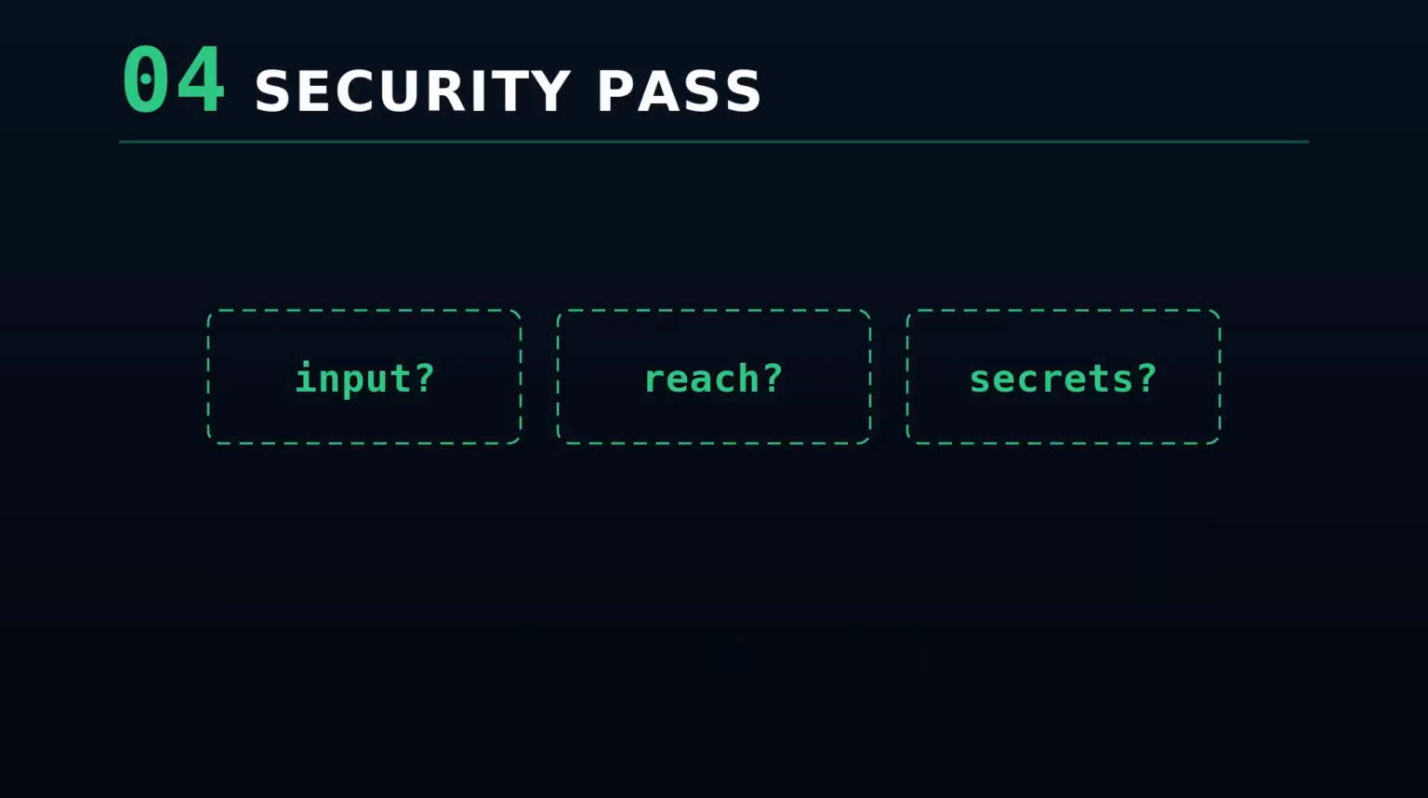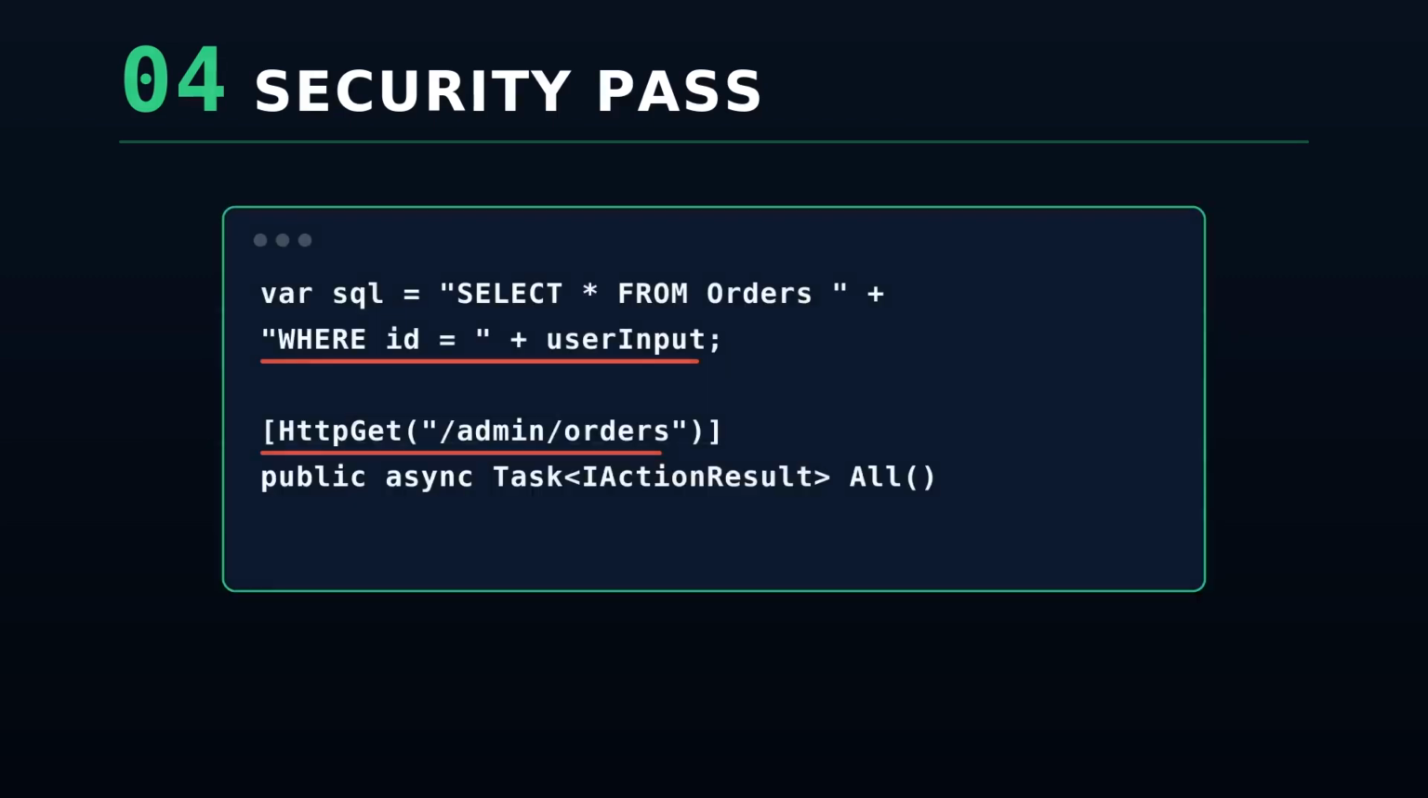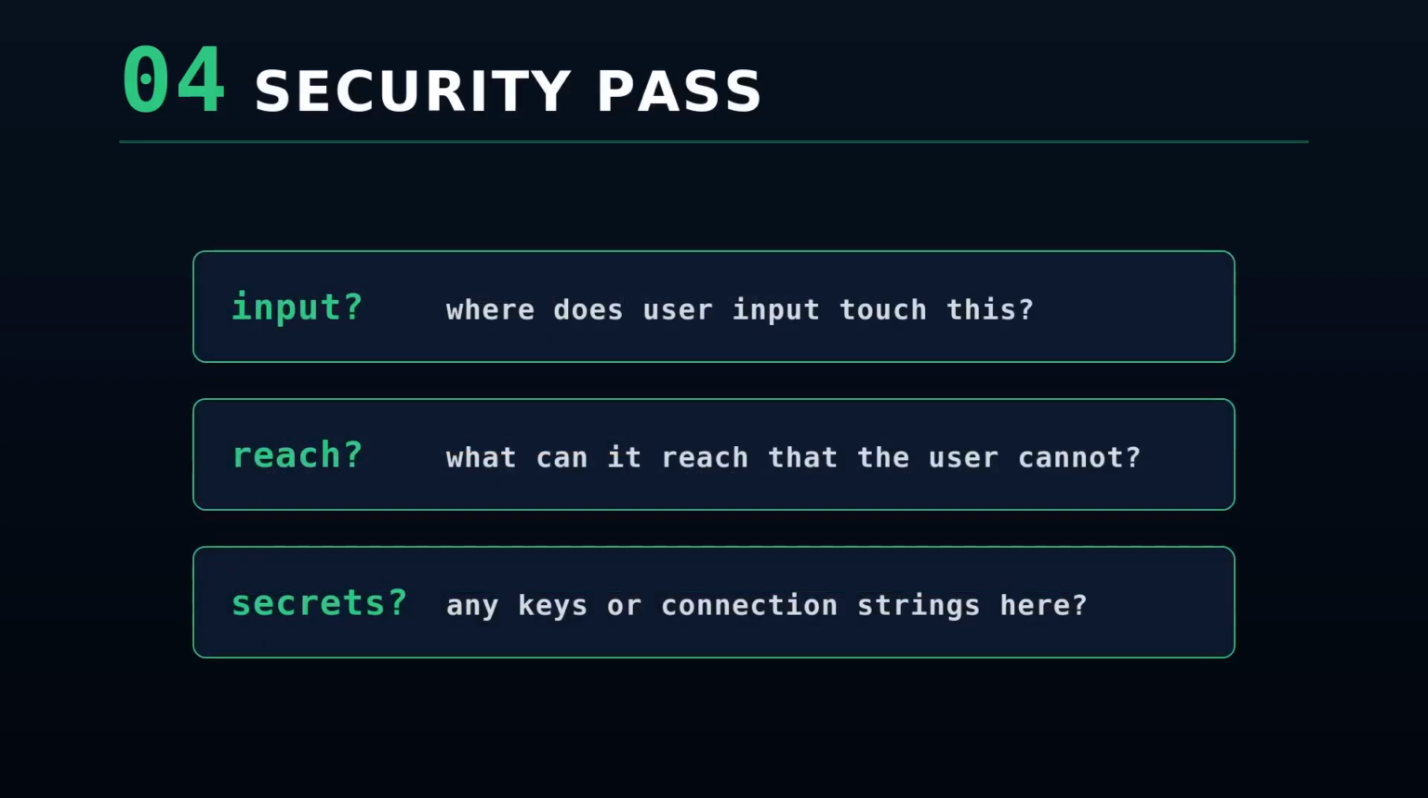Check 4. The security pass. 3 questions. Every diff. Question 1. Where does user input touch this code? Red version. A query built by string concatenation, an endpoint missing its authorization check. The classic AI shortcuts, learned from a decade of insecure tutorials.